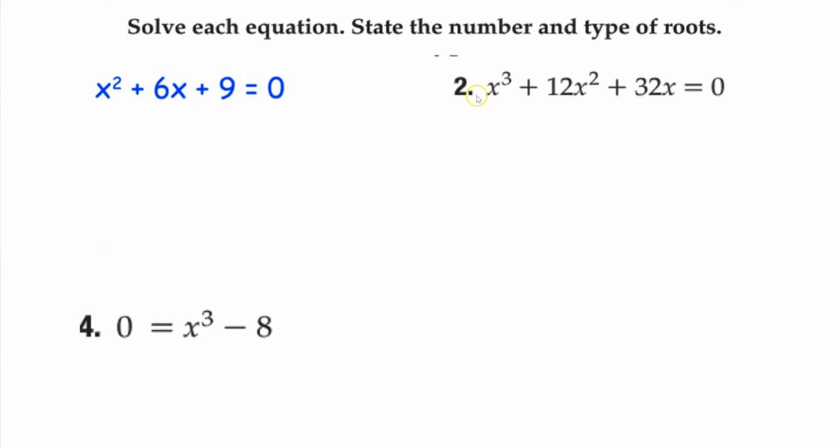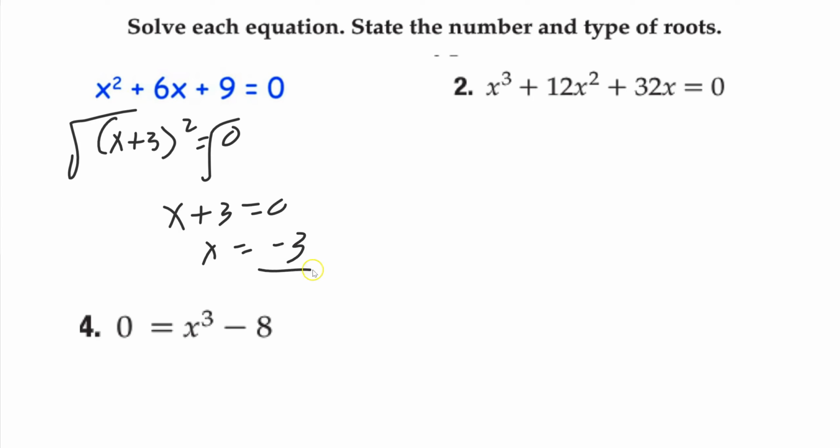Okay, so let's solve a couple of these real quick and say what type of roots they are. Like this first one, I could factor this. This is (x plus 3) squared equals 0. So I just solve this. X plus 3 equals 0, x equals negative 3. Now notice this, you only have one root, but it's a double root. There's one real root, but it's a double root. That's what makes it x squared. It's negative 3 twice.